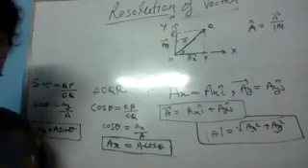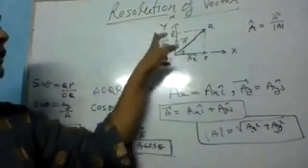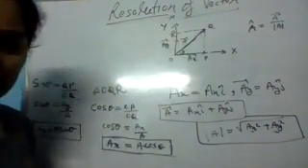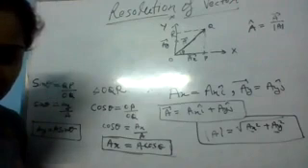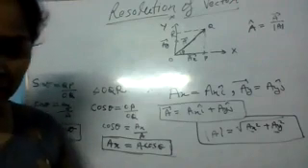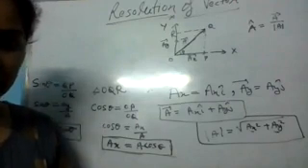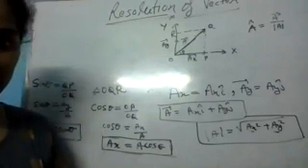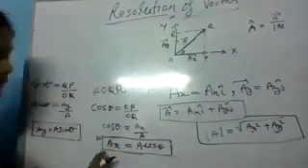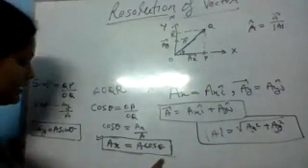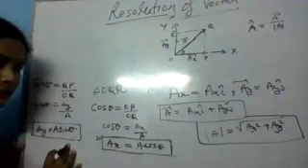Is this clear? Components of vector clear हुआ? x डायरेक्शन में कैसे फाइंड आउट करेंगे और y डायरेक्शन में कैसे फाइंड आउट करेंगे? Is there any doubt? No, ma'am. Okay. So simply, in X direction the component is AX equals A cos theta. In Y direction AY equals A sin theta.